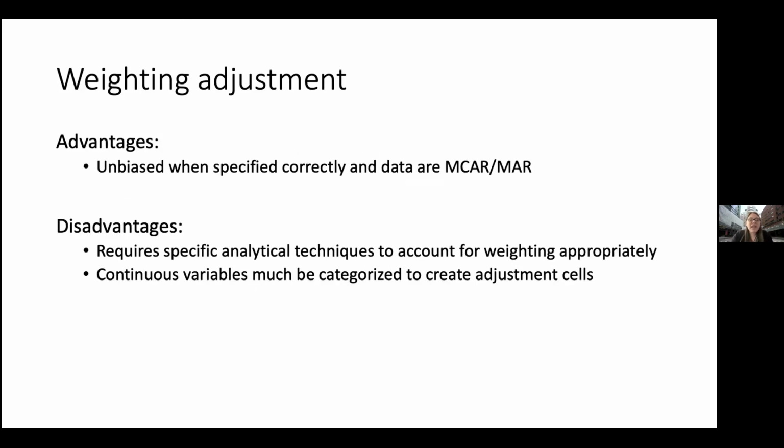So advantages for this, this is an unbiased way to analyze the data when you've correctly specified the weights and when data are MCAR or MAR. Disadvantages, though, that when you introduce weights into an analysis, you have to do specific analytical techniques to appropriately account for those. Otherwise, you just sort of wasted your time. And when you're creating those adjustment cells, like we talked about, we end up having to categorize continuous variables. You can lose some information because of that.